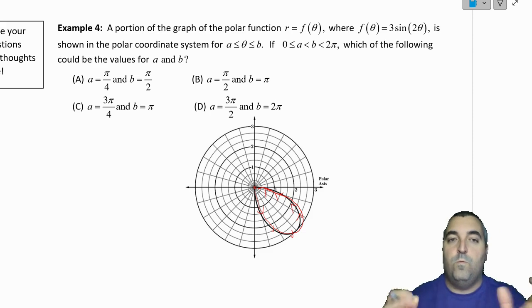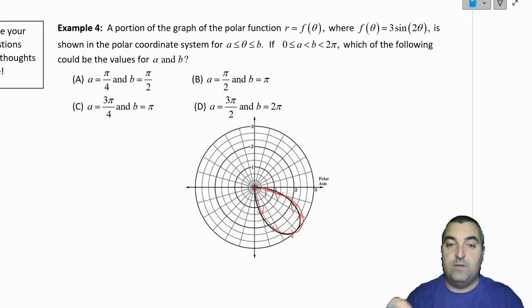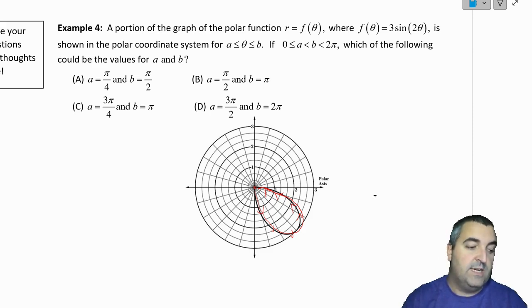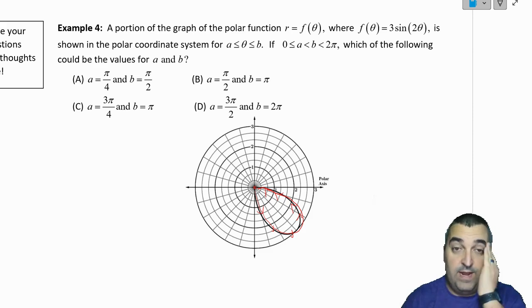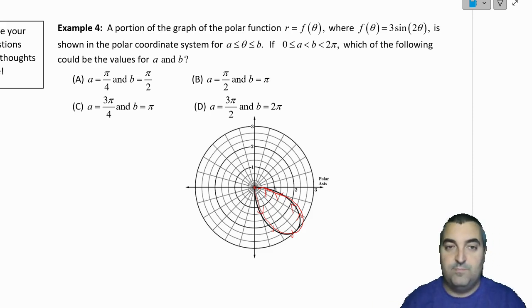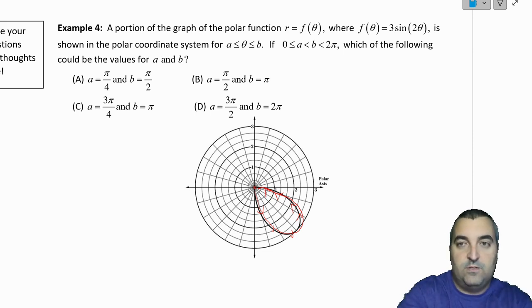So we know the two endpoints, A and B, have to give us r values of 0 because they end up at the pole. The best way of doing these is literally plug these numbers into the equation, simplify, see what you get, and eliminate answers as you go, and then hope you can eliminate 3 out of the 4, and then you're good. So let's go ahead and start doing this.